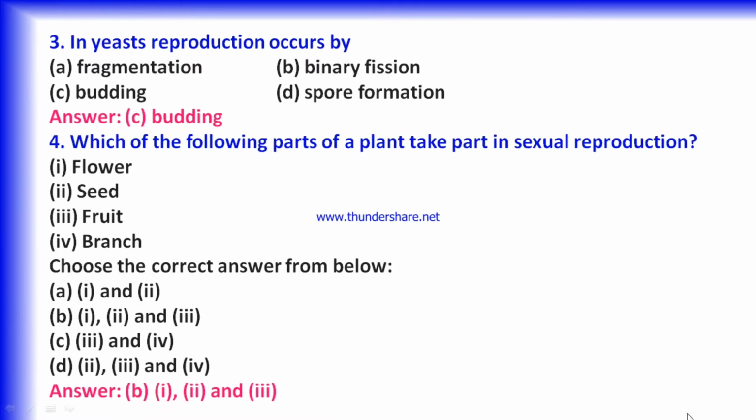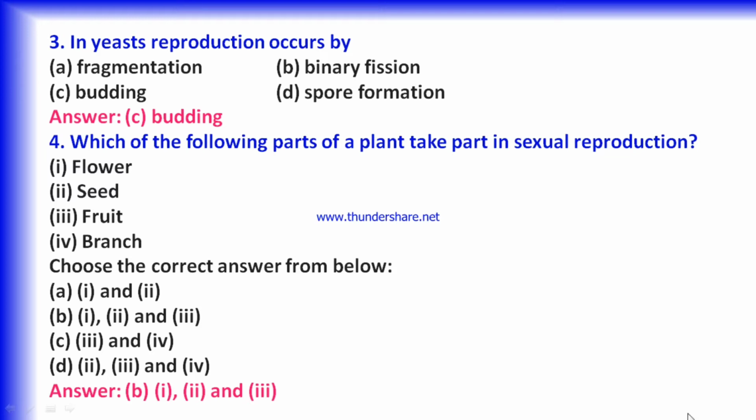Next question: in yeast, reproduction occurs by fragmentation, budding, binary fission or spore formation? This is a very easy question. In yeast, reproduction occurs by budding. Next question: which of the following parts of a plant take part in sexual reproduction? Flower, seed, fruit or branch?